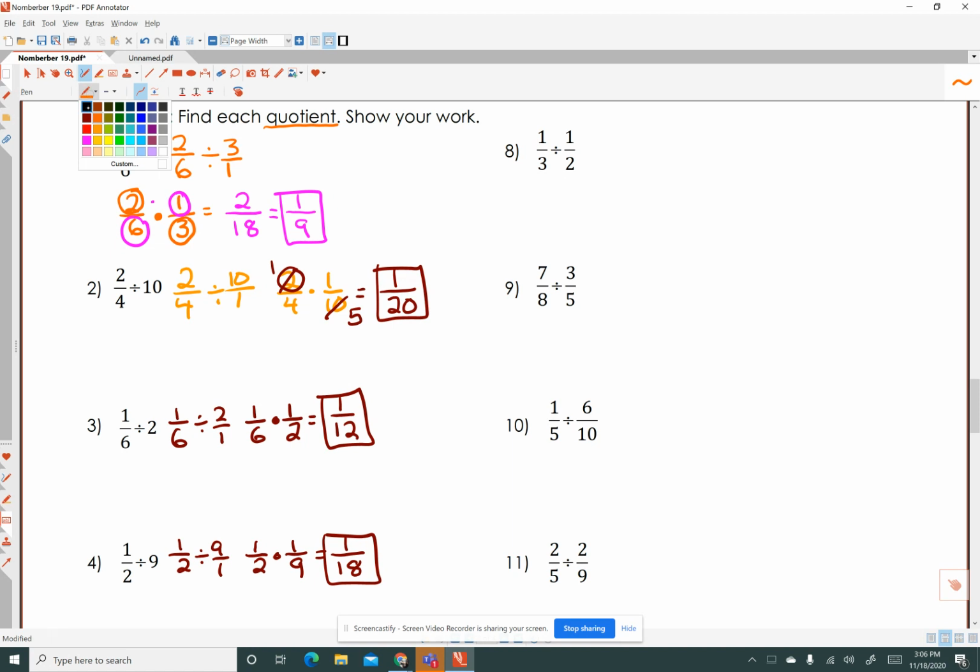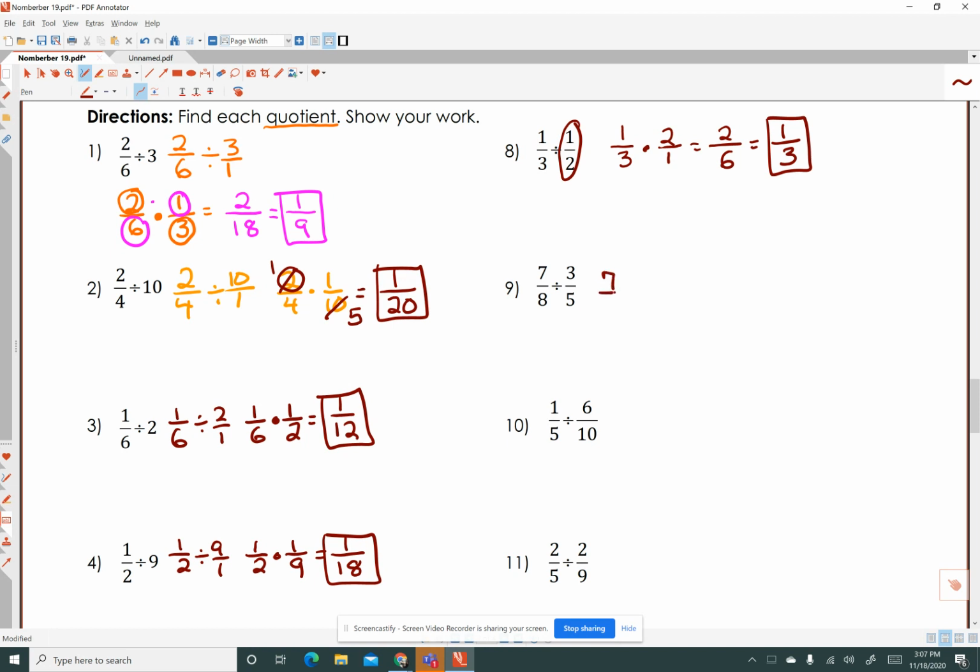Okay, let's see how you did. So in this case, we don't have whole numbers. We do have to multiply by the reciprocal of the second fraction. So 1/3 times 2 over 1. 1 times 2 is 2. 3 times 1 is 3. 3 times 2 is 6, excuse me. And we can simplify that because 2 and 6 are both divisible by 2 for a final answer of 1/3.